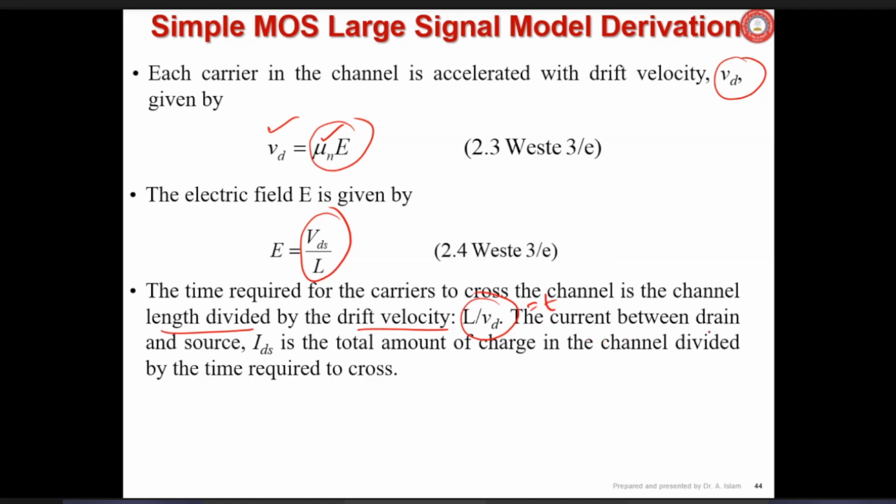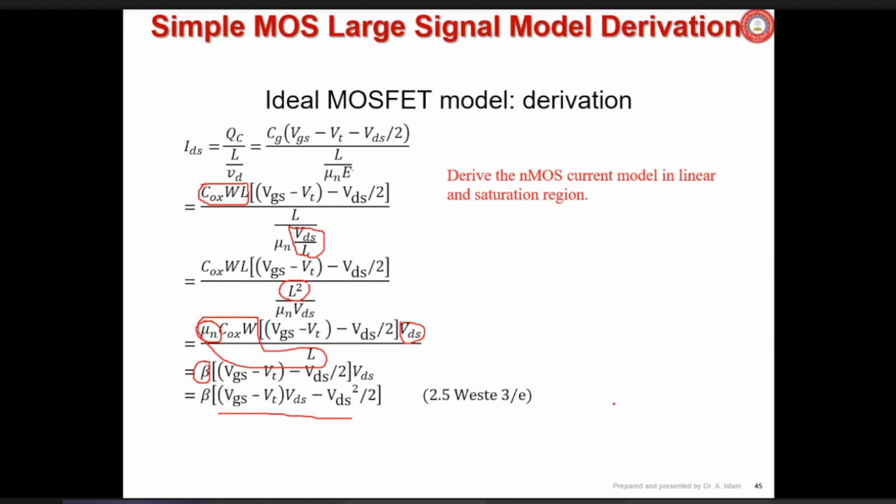Yes, sir. The current between drain and source, IDS, is the total amount of charge in the channel divided by the time required to cross it. Means IDS is charge, that is QC, divided by time, L by Vd. This is drift velocity, which is defined here. So putting these values, we get the equation of current. IDS equals QC divided by L by Vd, and QC we have already got, and Vd is nothing but mu and E, which we have already written in the previous slide.